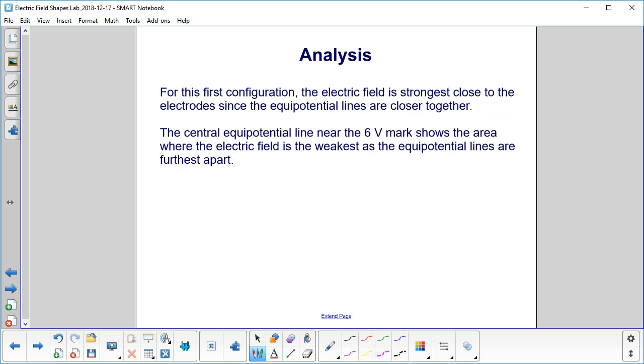For this configuration, the electric field, so we've switched from equipotential lines to electric field, is strongest close to the electrodes since the equipotential lines are closer together. The central equipotential line near the 6-volt mark shows the area where the electric field is the weakest, as the equipotential lines are furthest apart.